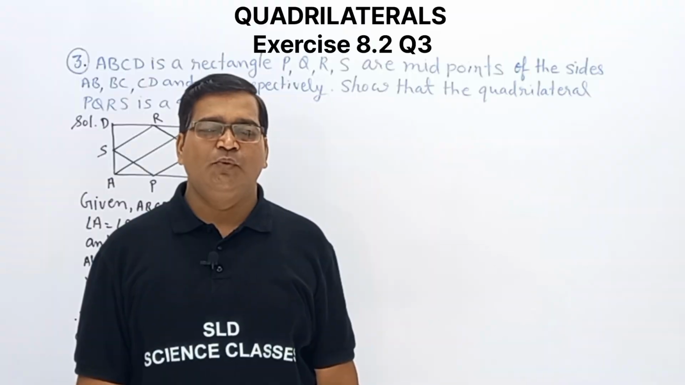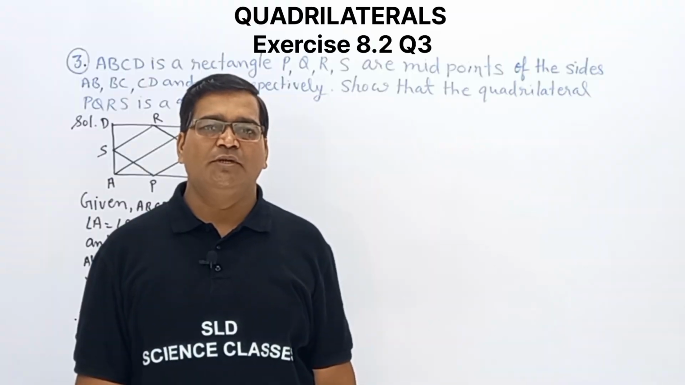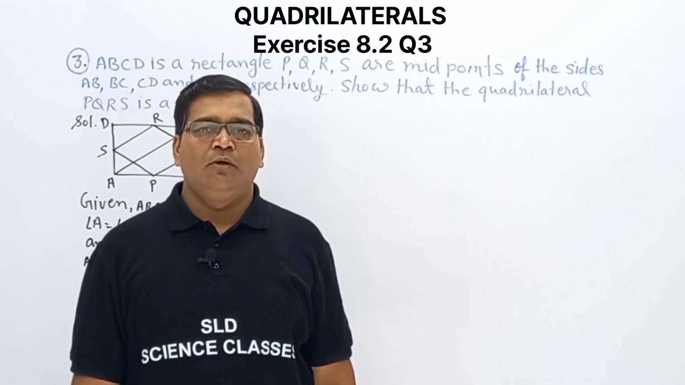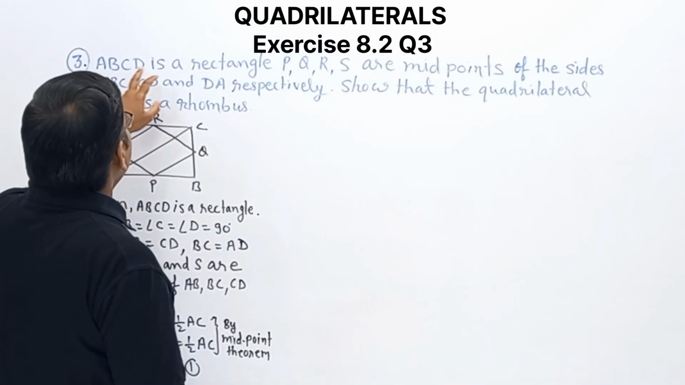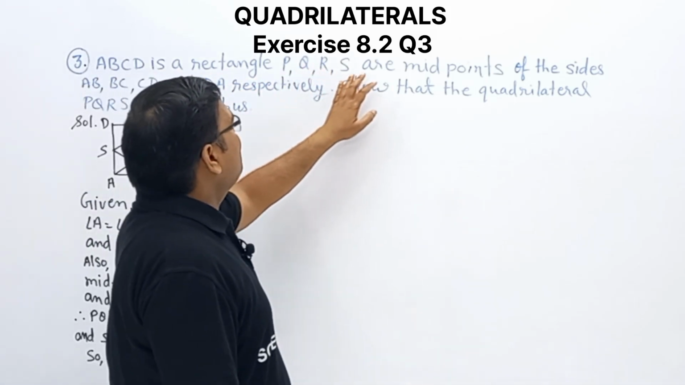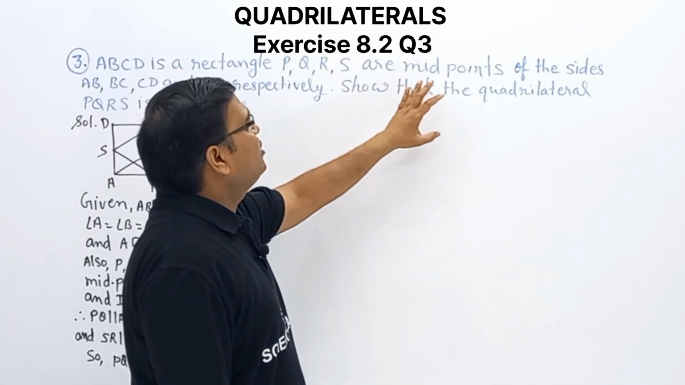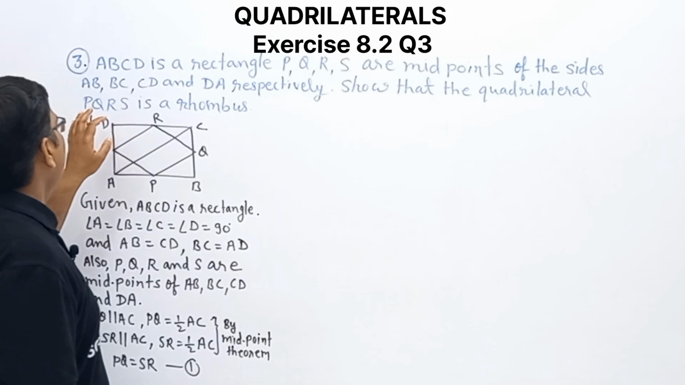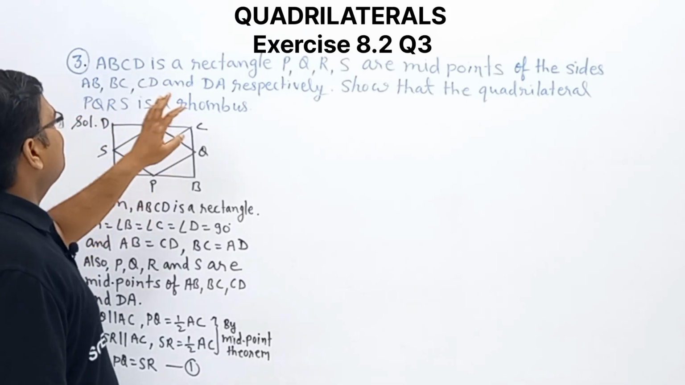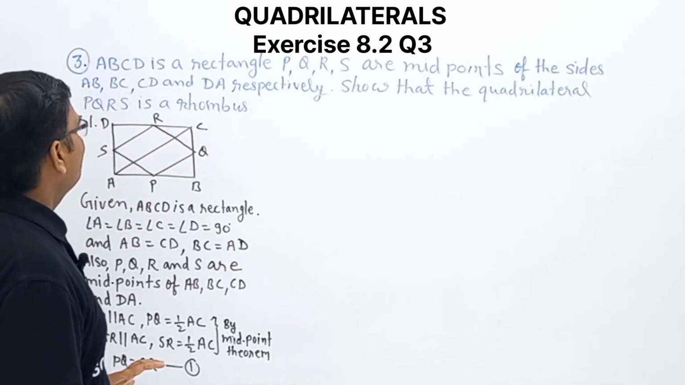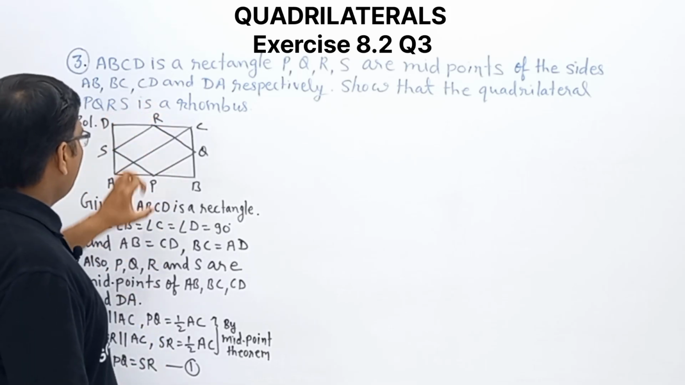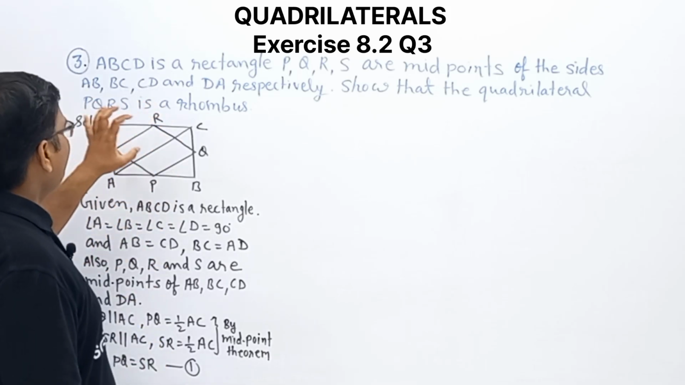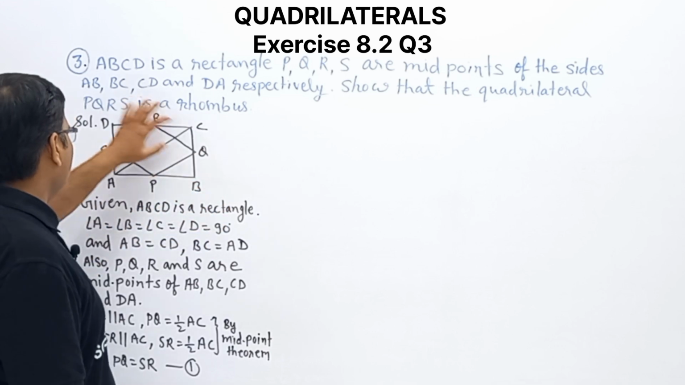In this class, we are going to discuss question number 3, exercise 8.2, quadrilaterals. Observe this question. ABCD is a rectangle. P, Q, R, S are midpoints of the sides AB, BC, CD and DA respectively. So, what things do we have? We have ABCD is a rectangle.